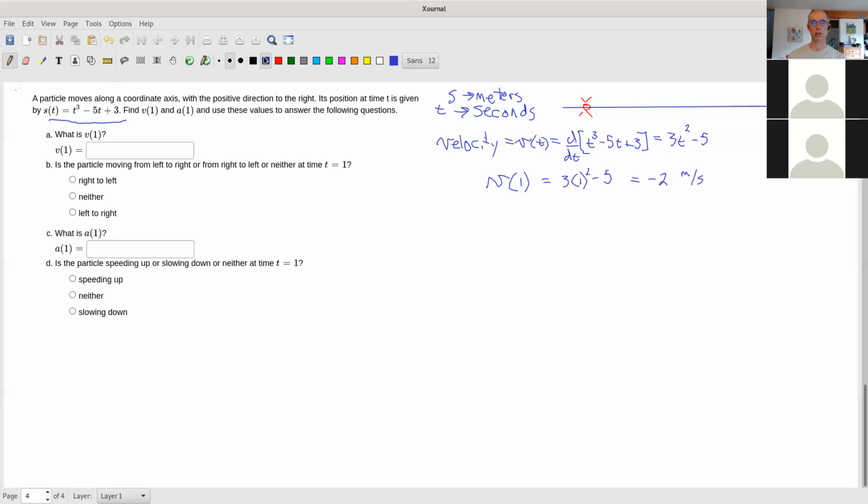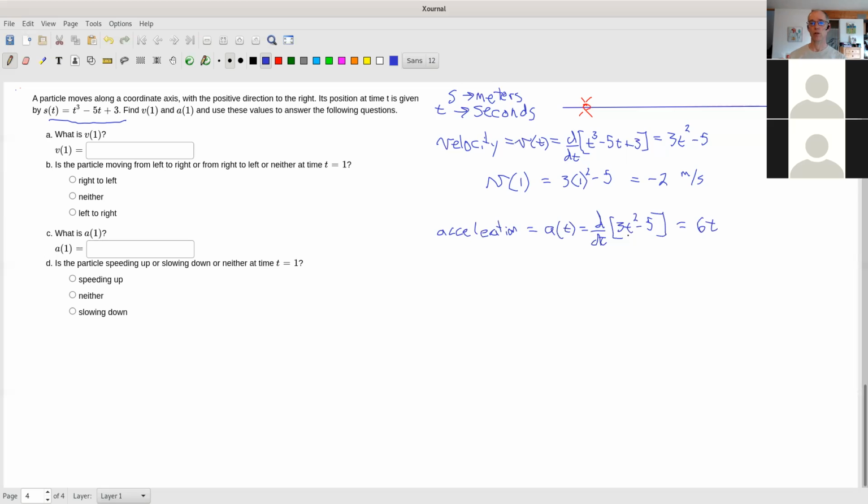We're also asked to find acceleration. So acceleration, we call that A, evaluated at t, and that's the derivative of the velocity. My velocity function is 3t squared minus 5. It's also the second derivative of position, which means take a derivative and then do it again. So let's see, derivative of t squared is 2t times 3 gives me 6t. Derivative of negative 5 is 0.